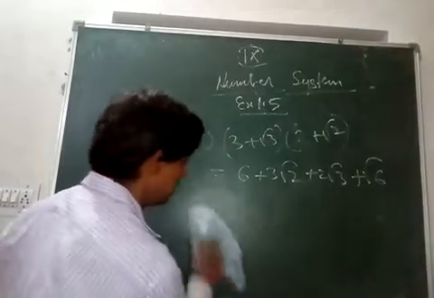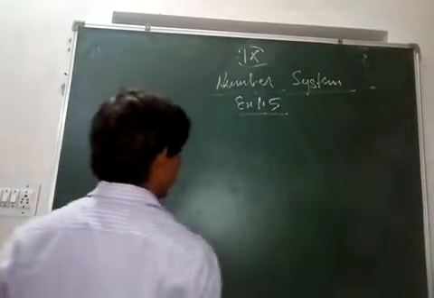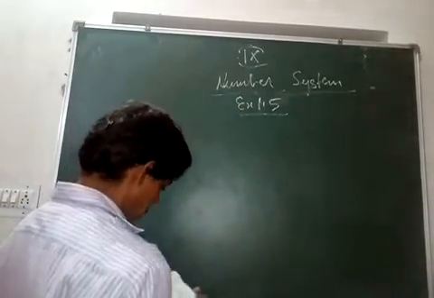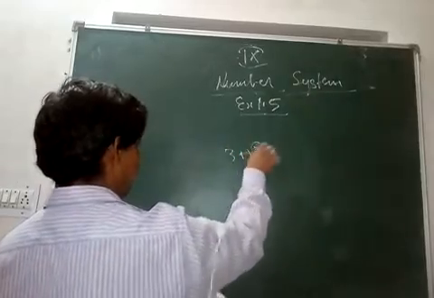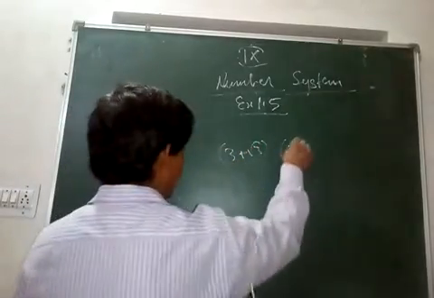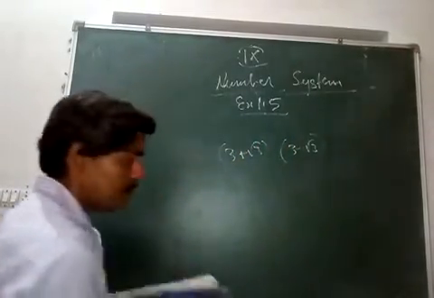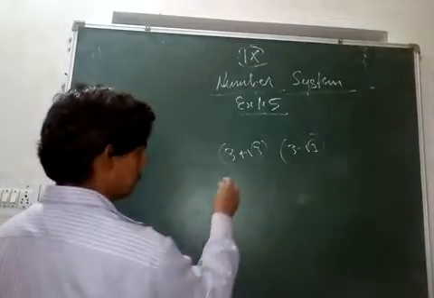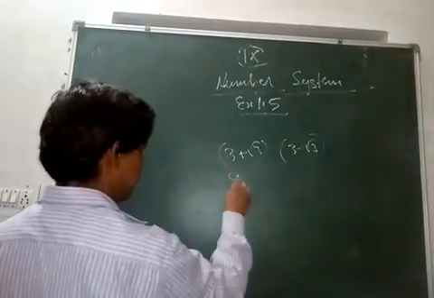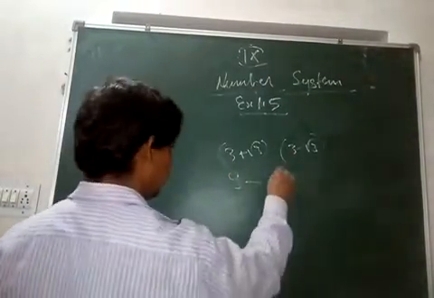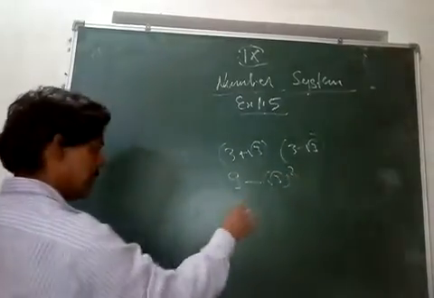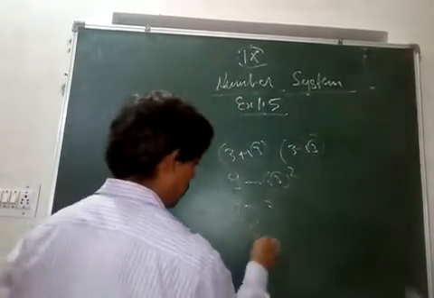Next question is 3 plus root 3 multiplied by 3 minus root 3. This is a plus b, a minus b, as you can see. So we get 9 minus 3, that is 6.